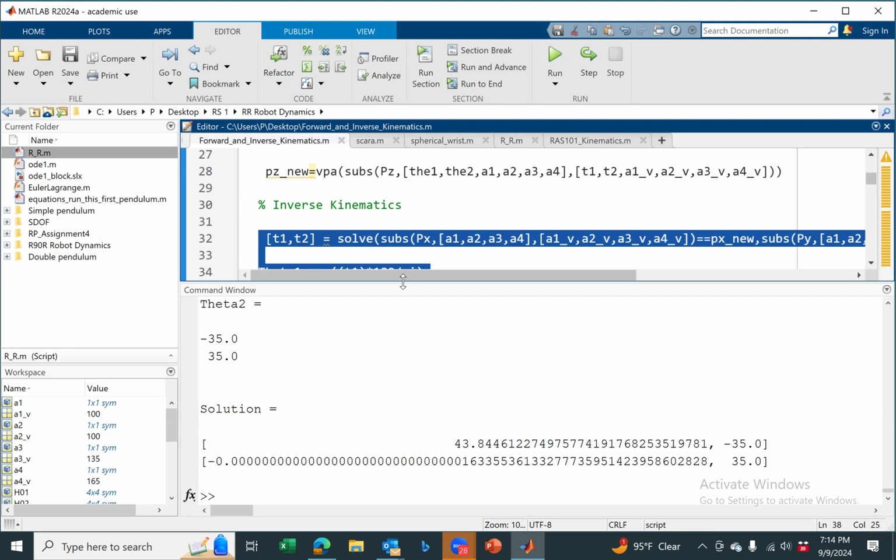If you recollect, in the forward kinematics, the value of theta 1 that we substituted was 0, and the value of theta 2 we substituted was 35. And that's it for today. We'll stop here.